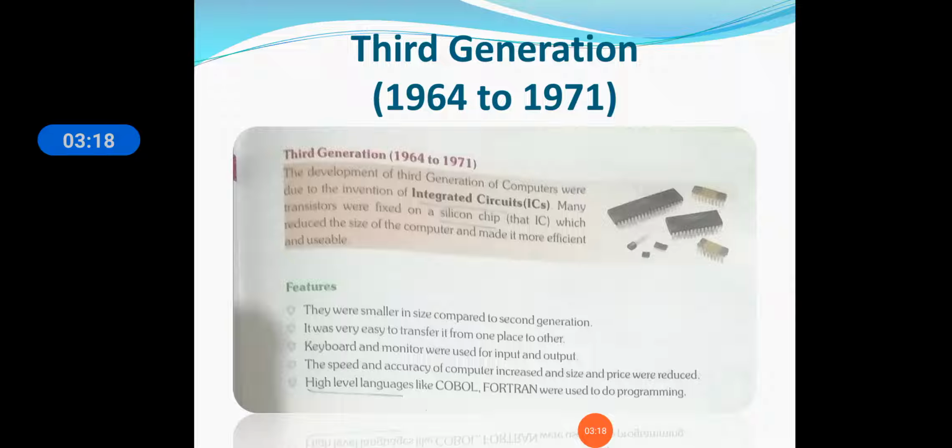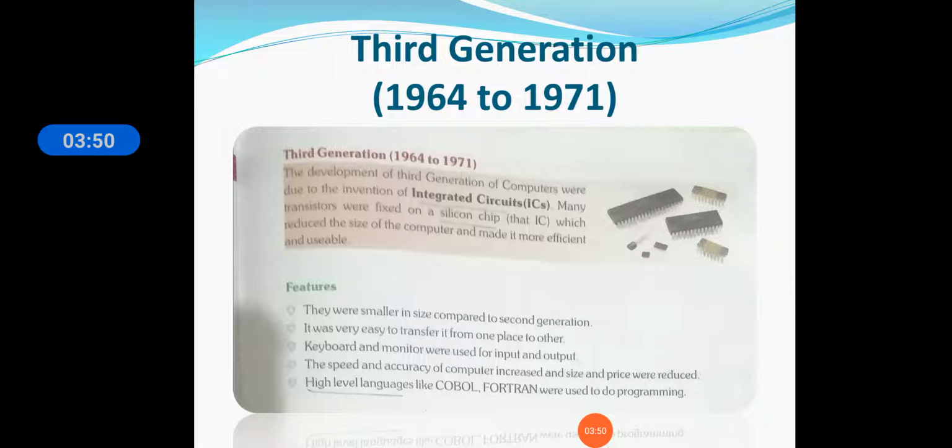Now what was the third generation used for? They were smaller in size compared to the second generation. Again it became smaller, and they could be transferred from one place to another. Keyboard and monitor were used. Here the personal computer which we are using today was introduced. The speed and accuracy of computers increased due to the invention of integrated circuits.